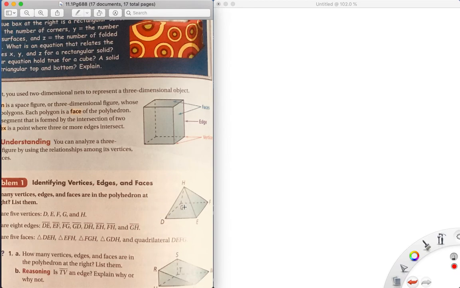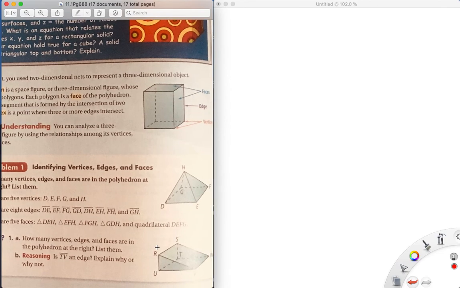The edges are where two of the faces meet. Those are usually line segments. So we have edge DG, edge GF, edge FE, edge DE. So that's 4 right there. Then we have HD, HE, HF, and HG for a total of 8 edges. Then we have the faces. The faces are 1, 2, 3, 4 triangles, and then the base at the bottom is a parallelogram. So that's 1, 2, 3, 4, and then the bottom 5. So we have a total of 5 faces for this particular pyramid.